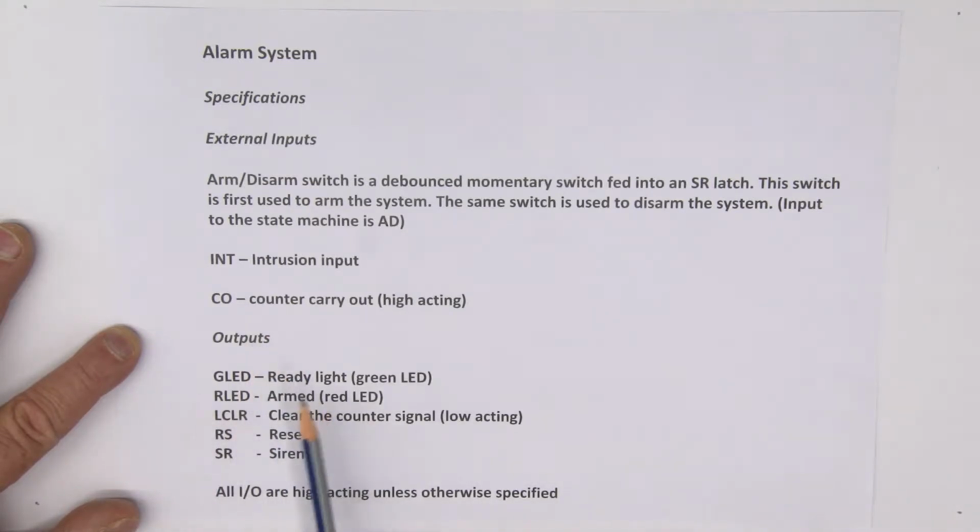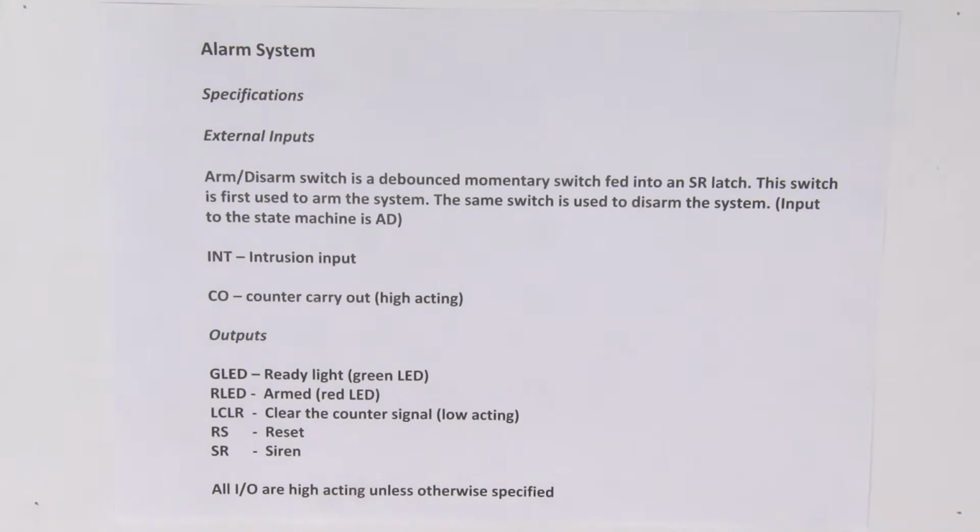Outputs that this system needs to generate: there's going to be a green LED. That's going to indicate that the system is ready to be armed. There's a red LED, which will indicate the system is in an armed condition. Then there's going to be a clear. This signal is used to clear the counter. It's a low acting signal. There's a reset signal for the SR latch, and then there's an SR signal, which is going to activate the siren. And we're assuming all the I/O are high acting, unless otherwise specified, and this is the only one, which is the counter clear over here.